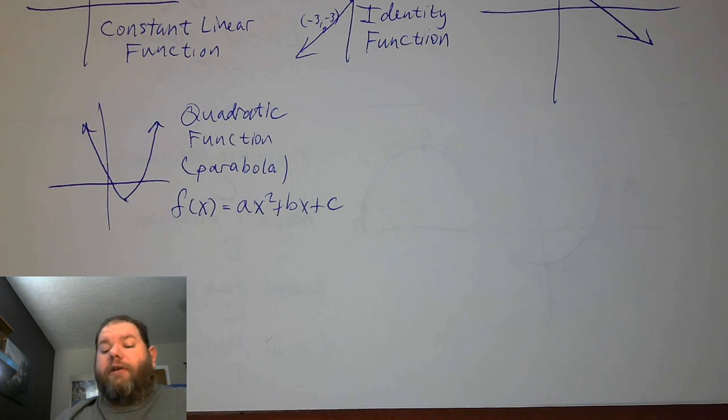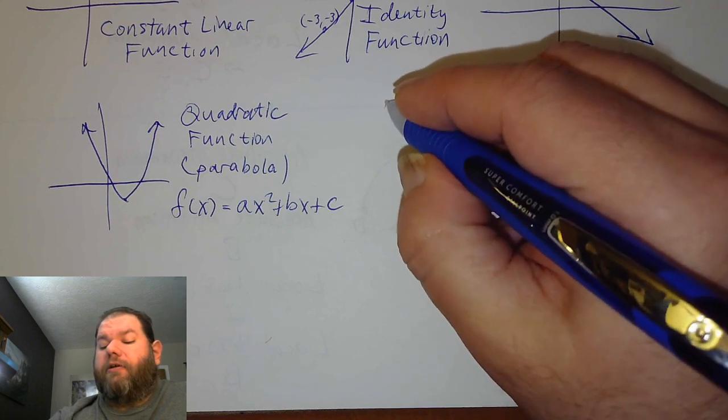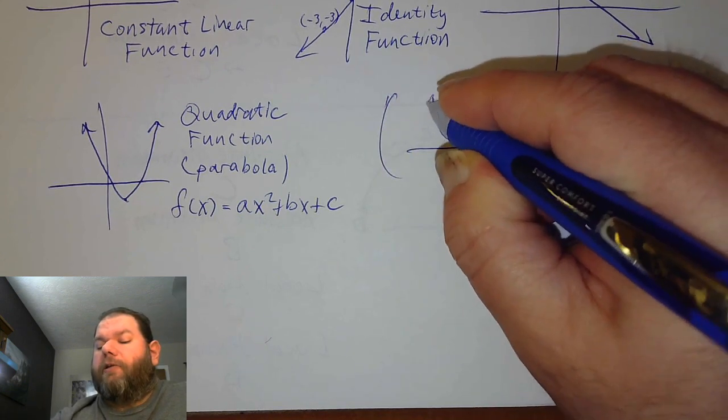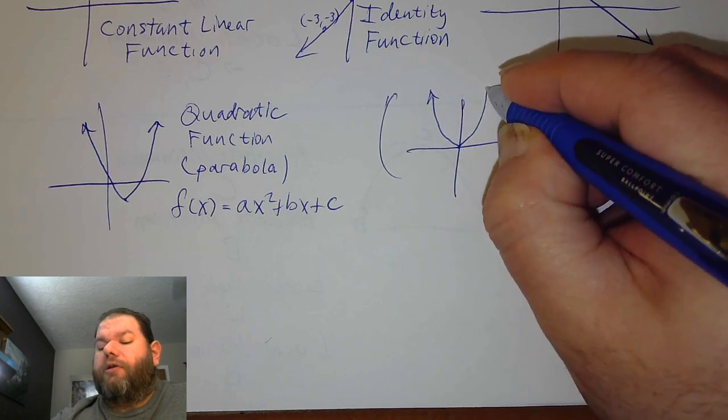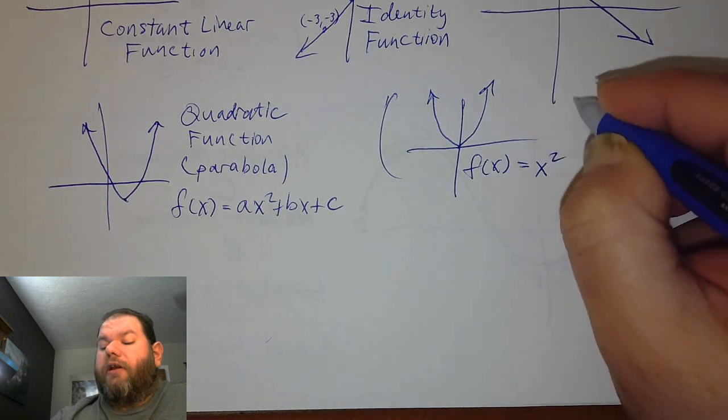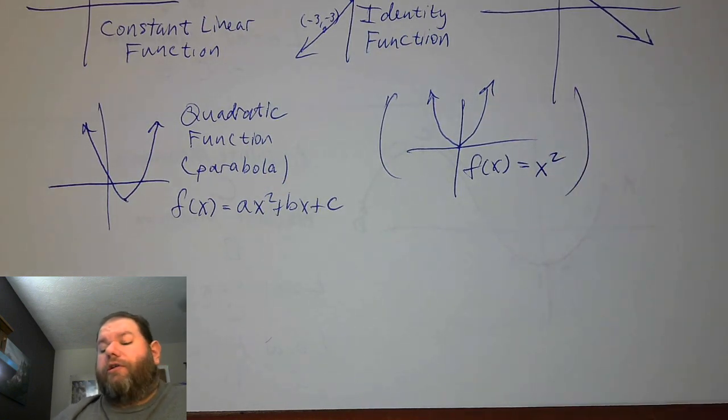Now, if we just have our basic parabola going up from the origin, this is f of x equals x squared. That's kind of our root function here. And then everything else is modified based on that.